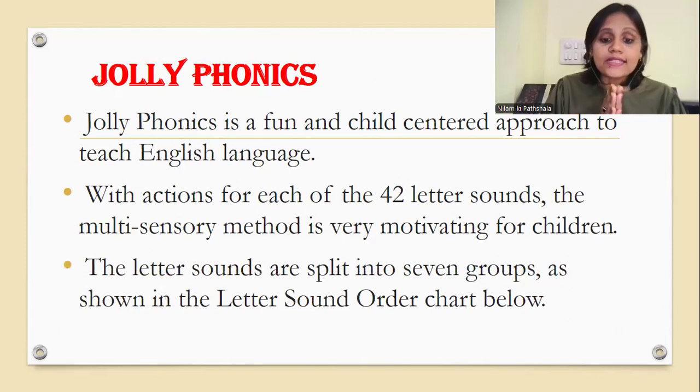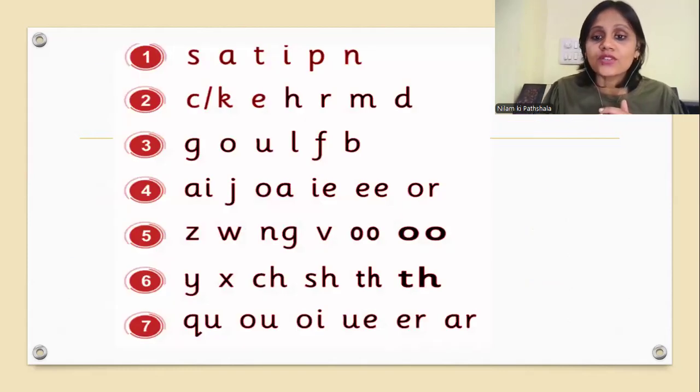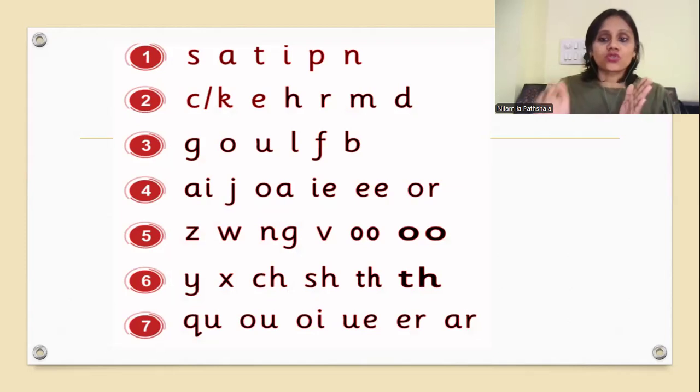The third point is we have 42 letter sounds, and those letters are split into 7 groups, which I'll show you in the next slide. Here we have these 42 letters, and as you can see over here, how many groups do we have? One, two, three, four, five, six, 7 groups. When we teach Jolly Phonics, we have 42 sounds and 7 groups. Today my focus is on the first letter of the first group. If we go to the first group, this is the first letter, that is S.